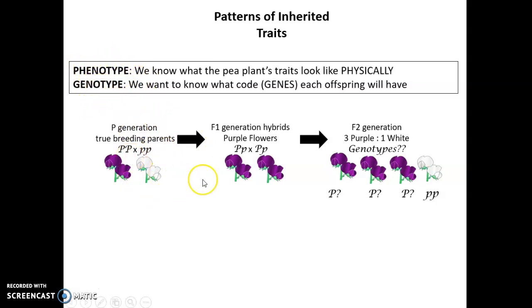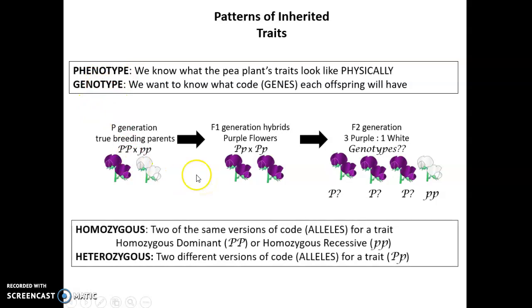The genotypes, we got more vocabulary words for you. In the true breeding parents, there are two of the same versions of the code. So they are homozygous. Remember, homo means same? We've talked about that before. When something's homo, it's the same. So two of the same versions of the code for a trait. So one of them, this parent right here, is homozygous dominant, meaning it has two dominant alleles. Where this flower right here, this white one, is going to be homozygous recessive. It has two recessive alleles.